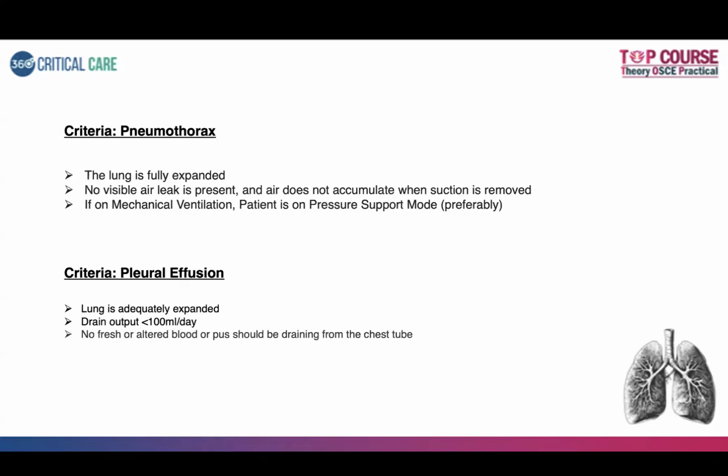For a pleural effusion, the criteria are a little different. One, the lung is adequately expanded. The drain output should be less than 100 ml per day, and there should not be any fresh or altered blood or pus draining from the chest tube. So these are the criteria that you need to keep in mind before removal.